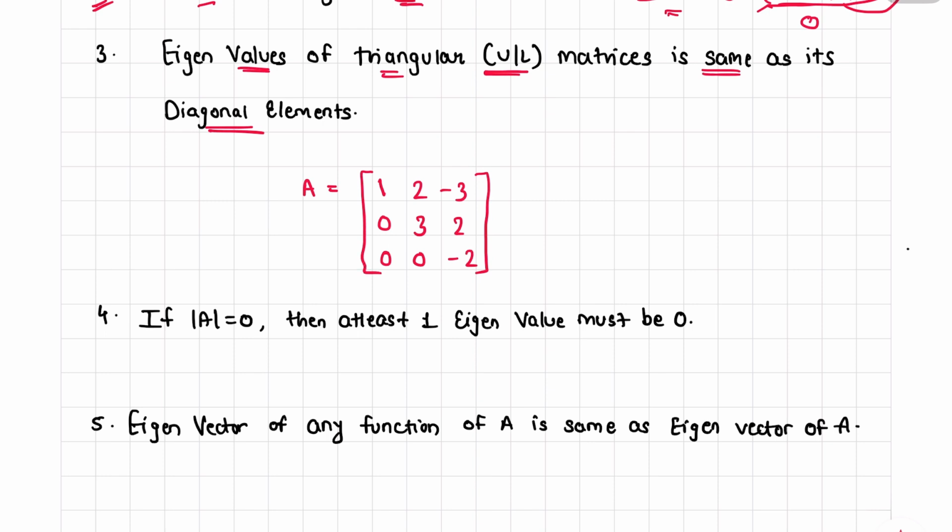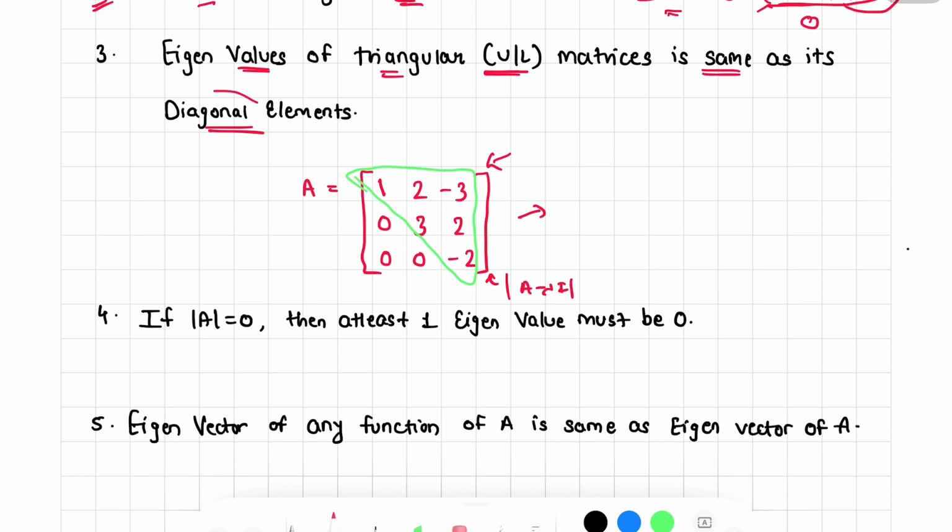then you don't have to calculate the eigenvalues of this matrix by making the A minus lambda I equation. You can just identify the matrix. In this case it is an upper triangular matrix, so its eigenvalues will be simply the diagonal elements. The diagonal elements are 1, 3 and minus 2. So the eigenvalues of this matrix would be 1, 3 and minus 2.